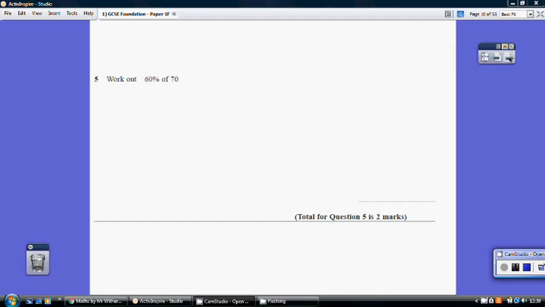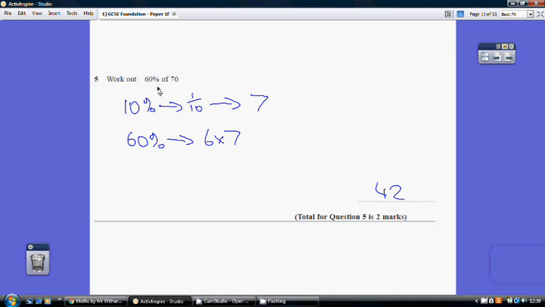Question 5. So 60% of 70. Well, 10% is a tenth. A tenth of 70 is 7. So if 10% is 7, 60% is going to be 6 times as big. 6 times 7 is 42.